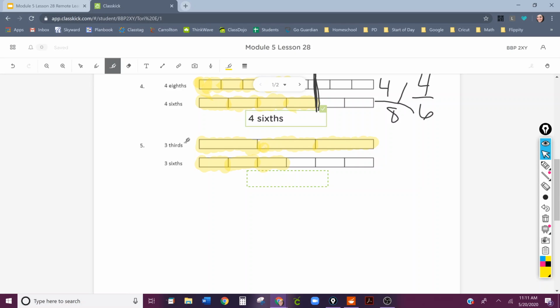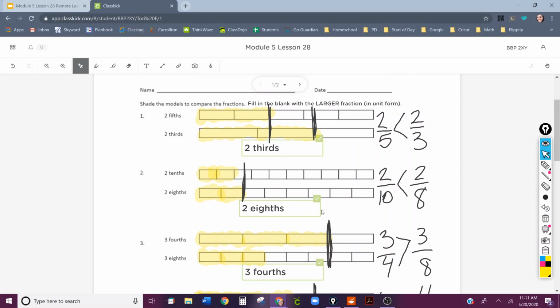Now, you notice in this one that 3/3 is actually the whole fraction strip. So that's clearly the bigger fraction because it takes up the whole strip. So we're comparing 3/3 and 3/6. We see 3/3 takes up more space. It goes all the way. It's the bigger one. So our alligator eats that fraction. 3/3 is greater than 3/6. I need to write 3/3 in unit form. 3/3. And then we're all done for that problem set.